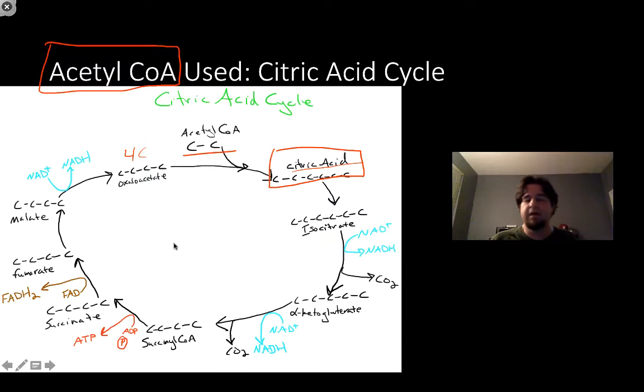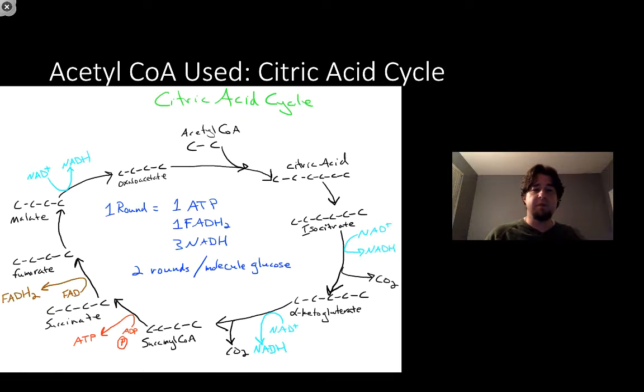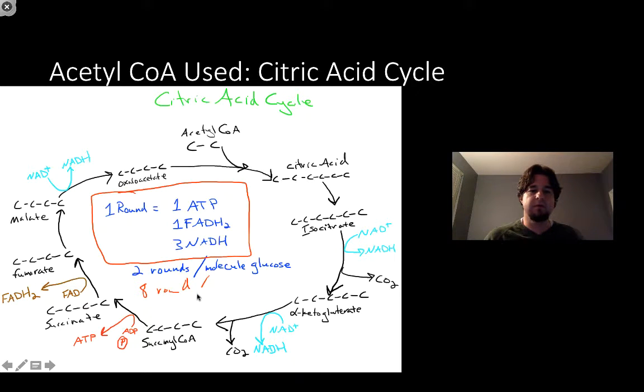And a whole bunch of chemical reactions take place. Big picture, each acetyl-CoA that comes in has the citric acid cycle turn once, and each time we have all these different chemical reactions take place. For 1 molecule of glucose, the citric acid cycle is going to turn twice. But for every single round, we get 1 ATP, 1 FADH2, 3 NADHs. There's going to be 2 rounds per molecule of glucose and 8 rounds per molecule of palmitic acid.